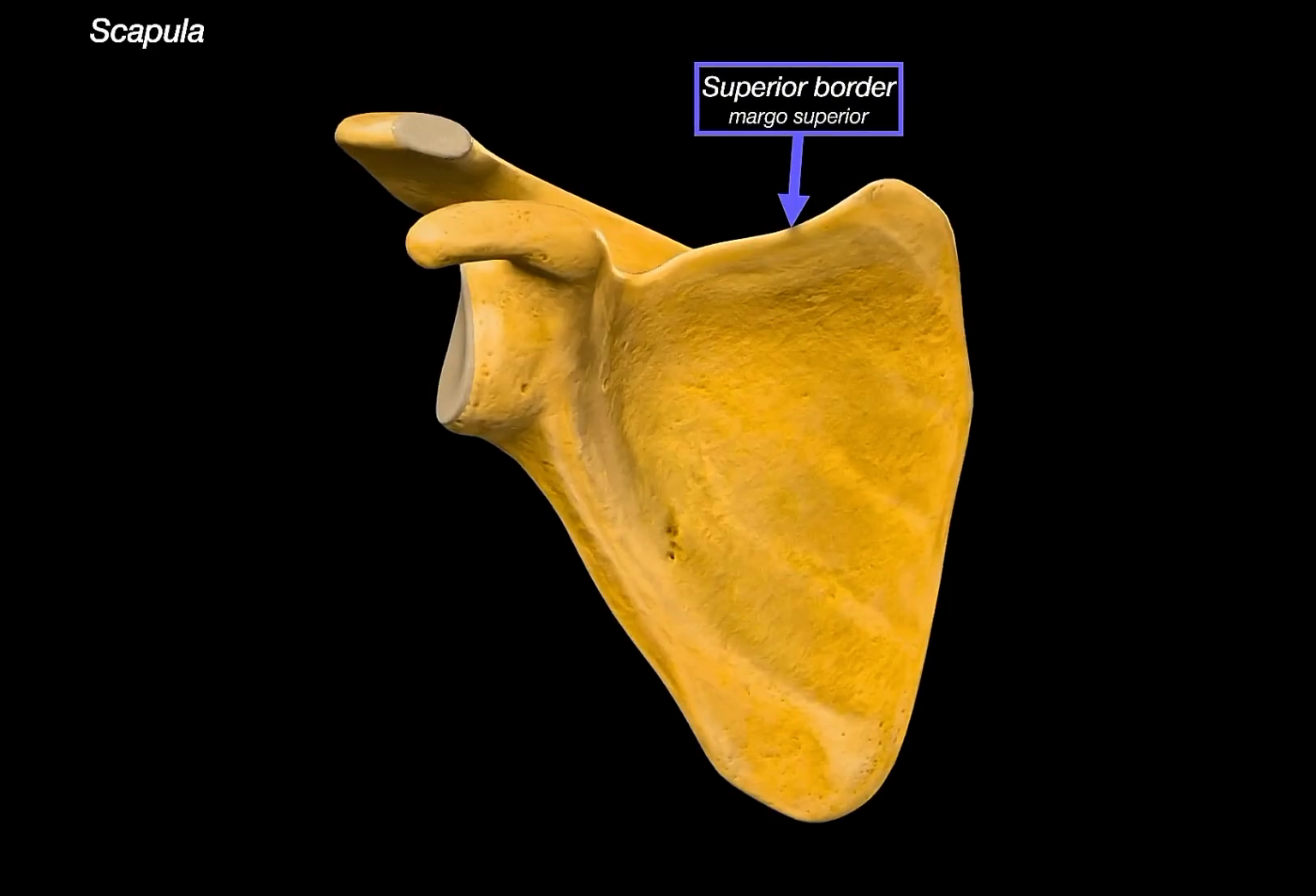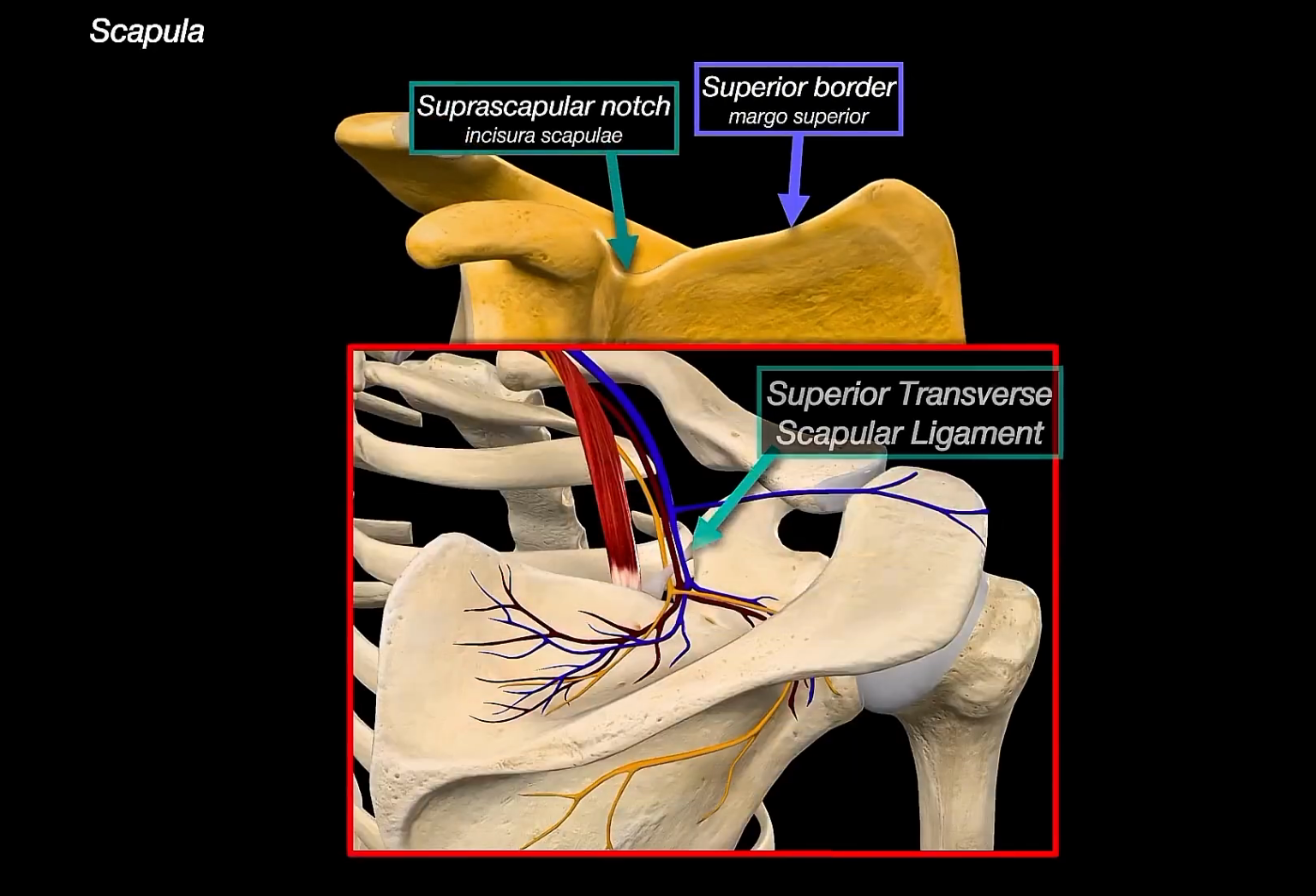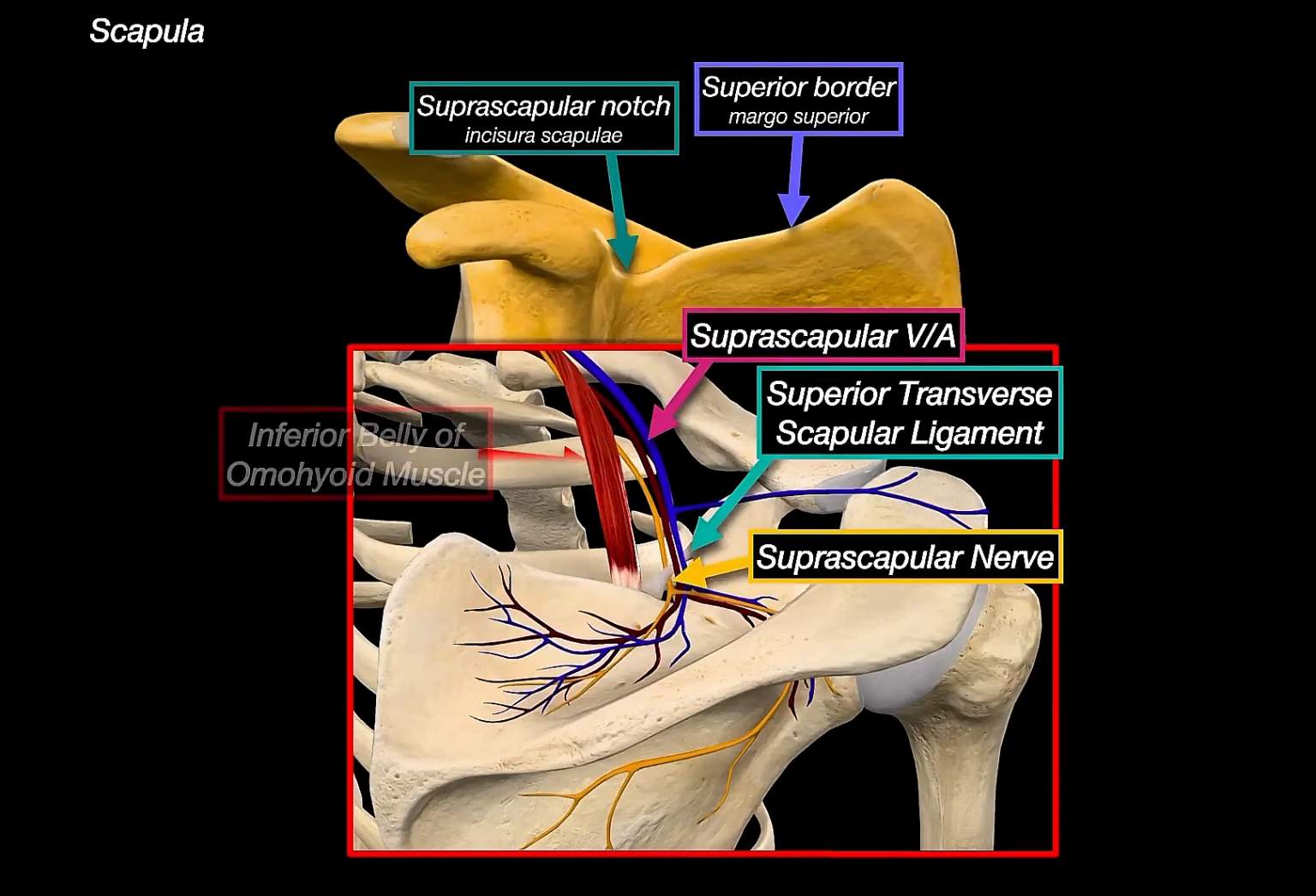The superior border contains the suprascapular notch, which is covered by the superior transverse scapular ligament. This ligament forms a small opening. Also attached to the superior border is the inferior belly of the omohyoid muscle, which helps depress the hyoid bone and serves as a useful surgical landmark in the neck.